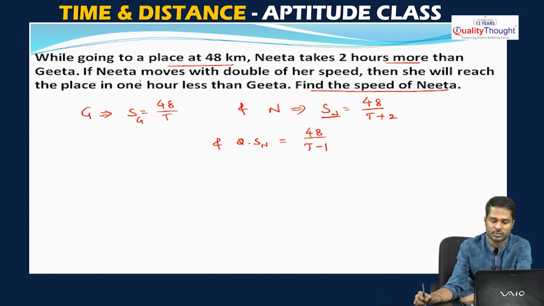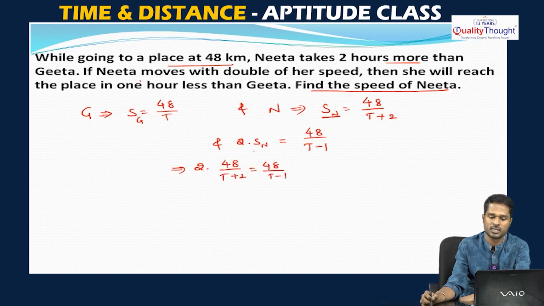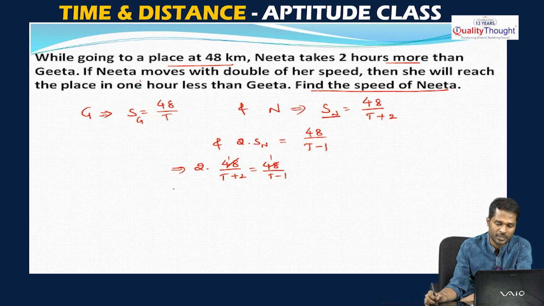Now check, I will substitute this S_N value in this case, which will be written as 2 into S_N is 48 by t plus 2 is equal to 48 by t minus 1. Just substitute this first S_N value, the speed of Neeta in the second case. Now go for cancellation, 48 ones are 48 ones are. Now go for cross multiplication, so this will be 2t minus 2 is equal to t plus 2.